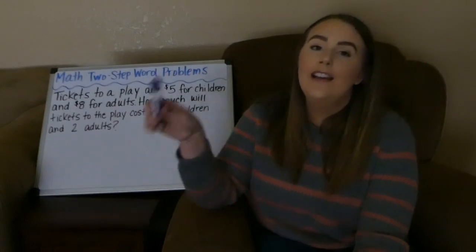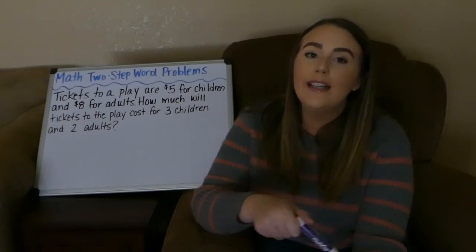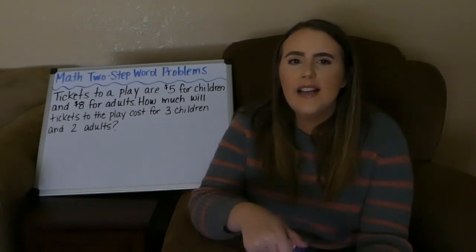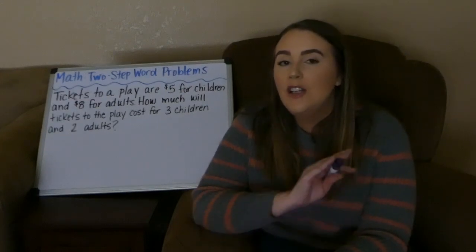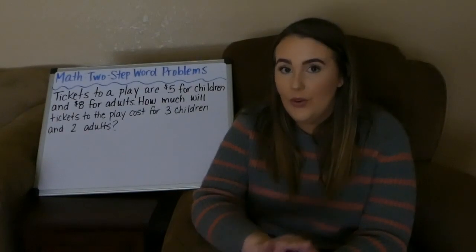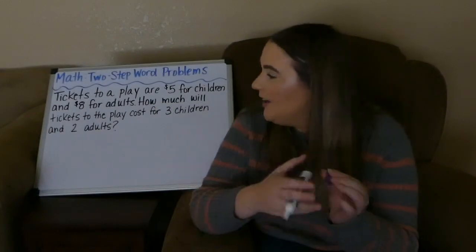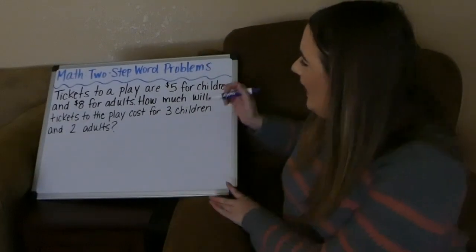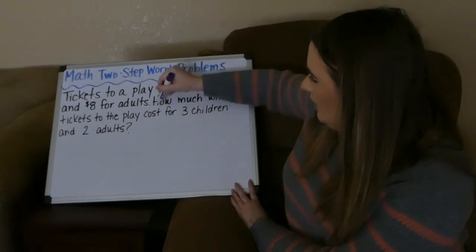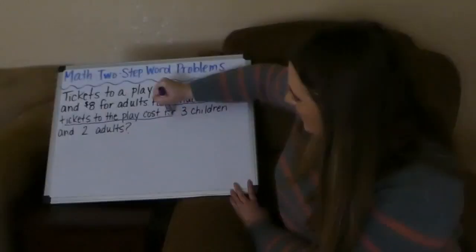So as always, I've got my marker that's a different color because remember, it's very easy for these problems to confuse us and we want to underline our key information so we don't get confused. So I'm going to start off by underlining the question so that way I know what I am ultimately trying to solve. So my question is, how much will tickets to the play cost for 3 children and 2 adults?